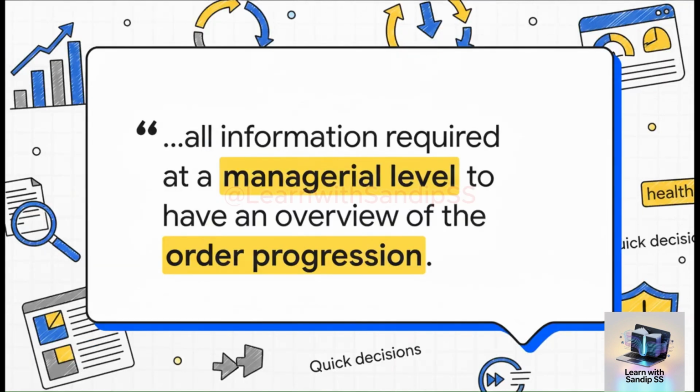This quote from the source material really just nails it. It says the goal is to give a manager, quote, "all information required at a managerial level to have an overview of the order progression." And that's exactly it. It's not about getting lost in the weeds. It's about getting that high-level insight you need to make fast, smart decisions.